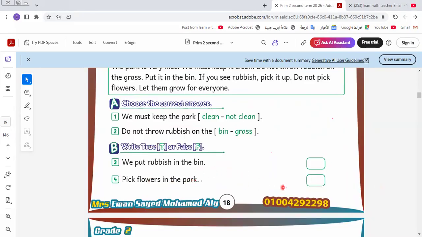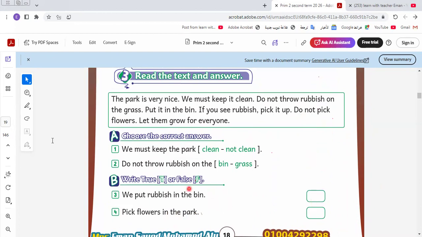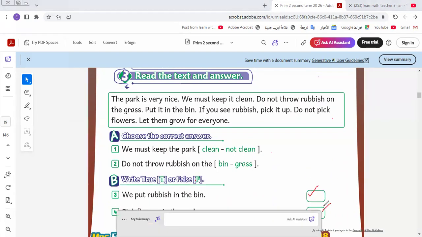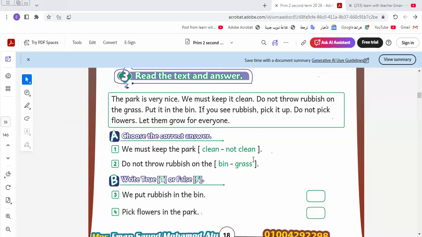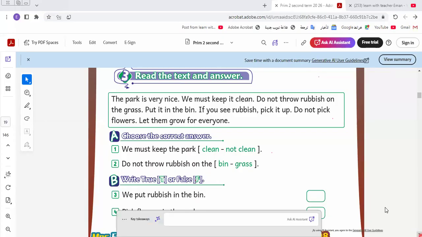The next one: pick flowers in the park. No, it will be here: don't pick. So this one is right and the next one is wrong. Don't pick the flower. Okay. Let's go to another one.